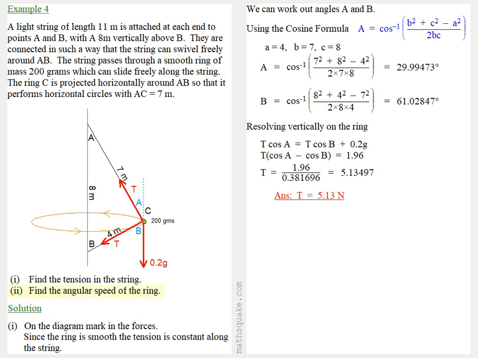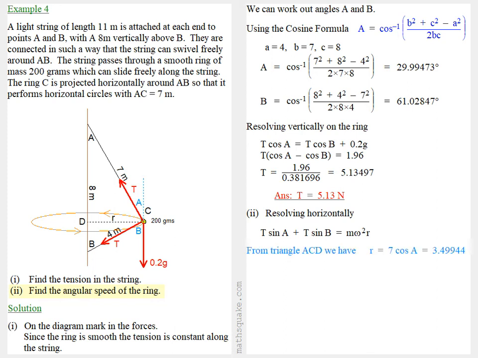In part 2, we're asked to find the angular speed of the ring. Now, if we resolve horizontally, we have T sine A plus T sine B is equal to m omega squared r. Now, from triangle ACD, we have r is equal to 7 cosine A, which is 3.4994.